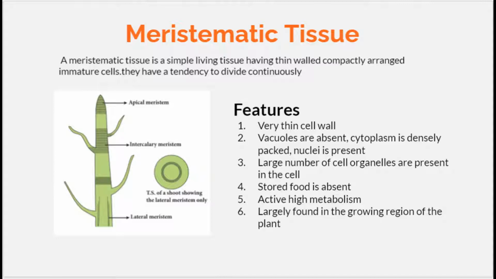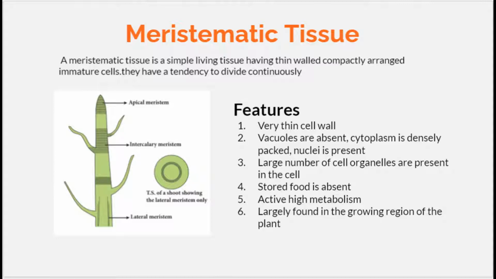stored food is absent. They are highly active dividing cells, that is they are continuously growing, so they are found only in those regions of the plant where the particular region is growing. That means you can say the root or shoot tip. So according to the definition, we can classify meristematic tissue into three different types.